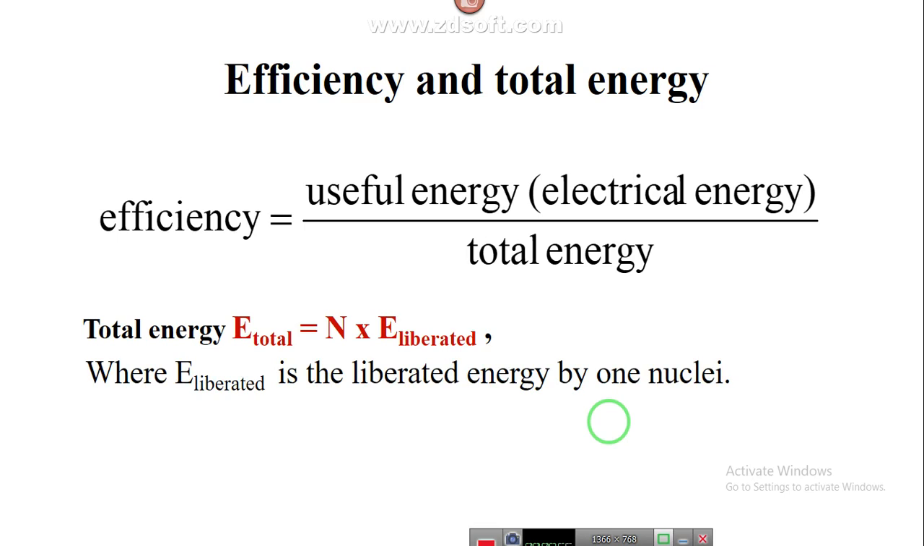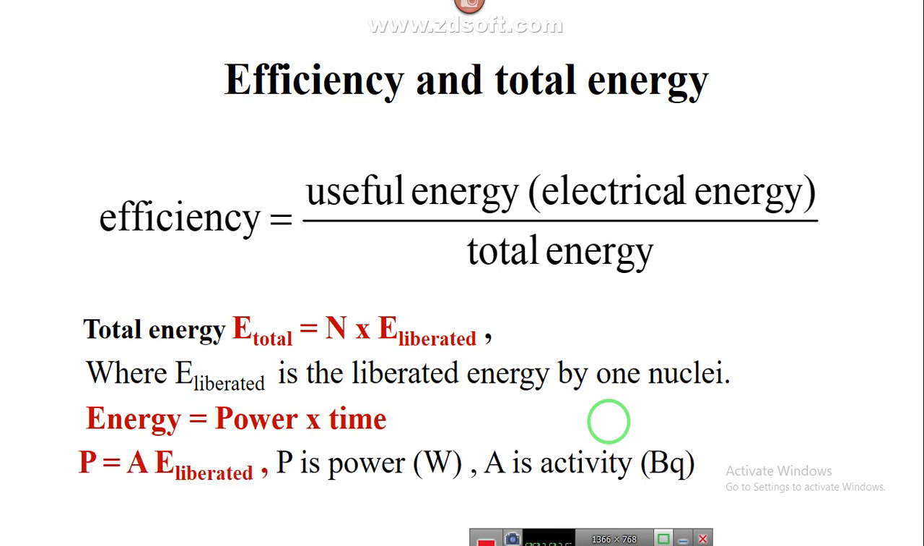Note here that the total energy E total is N times E liberated, where N is the total number of nuclei and E liberated is the energy liberated by one nucleus. Also, remember that energy is power times time. New formula between this chapter and the last chapter: P equals A times E liberated, power equals activity times the energy liberated by one nucleus.